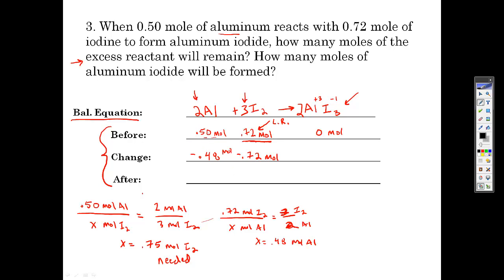Now, if I start off with 0.50 and subtract the two, after my reaction's finished I'm going to have 0.02 moles left. I'm going to have 0 moles of iodine left because that's my limiting reagent. And then I'm going to use the limiting reagent number to figure out how much product I'm going to make. So I'm actually going to make 0.48 moles of aluminum iodide. How do you think I got that number? I'll let you figure that out on your own.